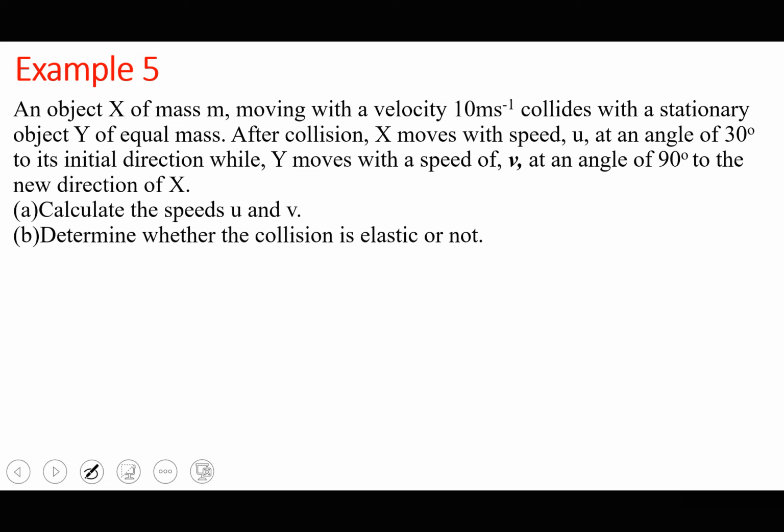An object X of mass m moving with a velocity of 10 meters per second collides with a stationary object Y of equal mass. After collision, X moves with speed u at an angle of 30 degrees to its initial direction, while Y moves with speed v at an angle of 90 degrees to the new direction of X. Calculate the speeds u and v. So this one, I think I will solve.